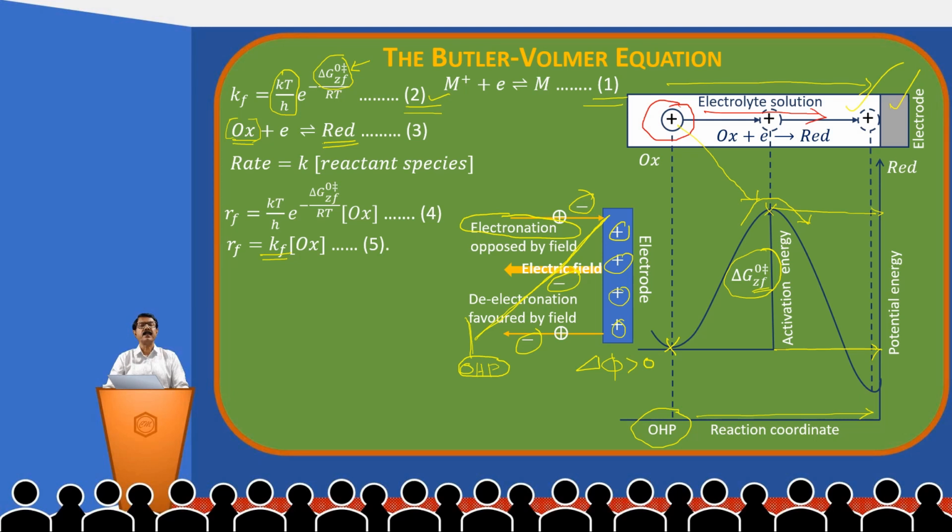This fraction is determined by a term called the transfer coefficient or symmetry factor. It is usually represented by alpha. Its value varies between 0 and 1. When the transition state is more near to the oxidized species, like this, the Gibbs energy for activation is almost unchanged, and alpha may be 0. When it resembles the reduced species, alpha is almost 1. Generally, we take the value of alpha as half, so the peak will be at the midpoint.